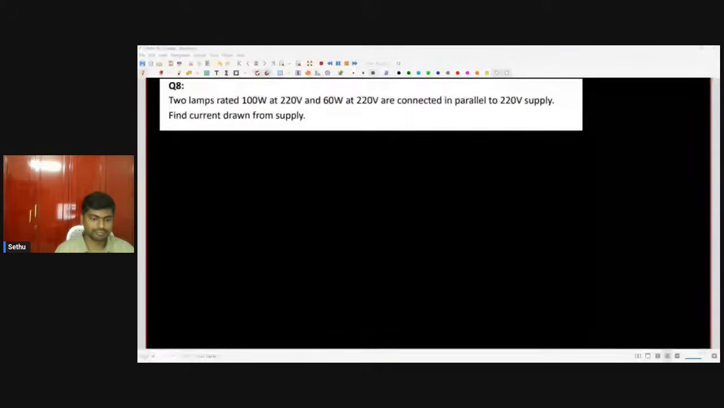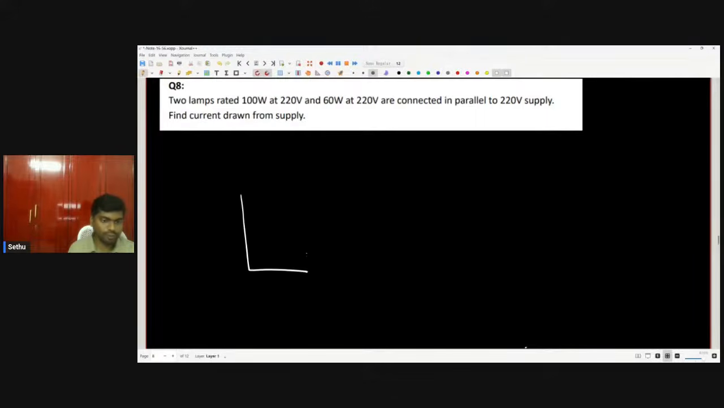All right, let's try out this question. Now, what do we have? Two lamps rated 100 watt at 220 volt and 60 watt at 220 volt are connected in parallel to a 220 volt supply. Find the current drawn from the supply. So you have a 220 volt supply, and there is one lamp. The power rating is 100 watt at 220 volt.